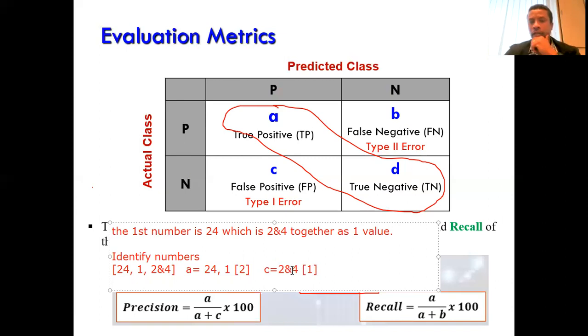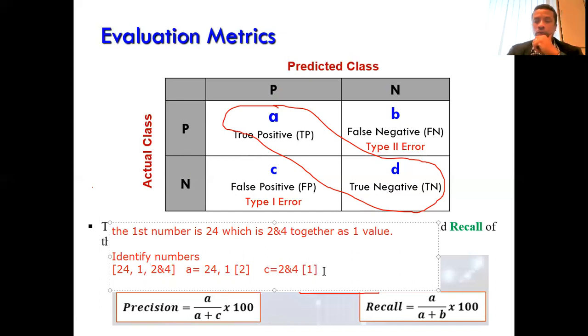False positive is this one, because your predicted class said what? It contains true positives and false positives. So these two are true positive and this one is false positive. So A is 2 and C is 1.